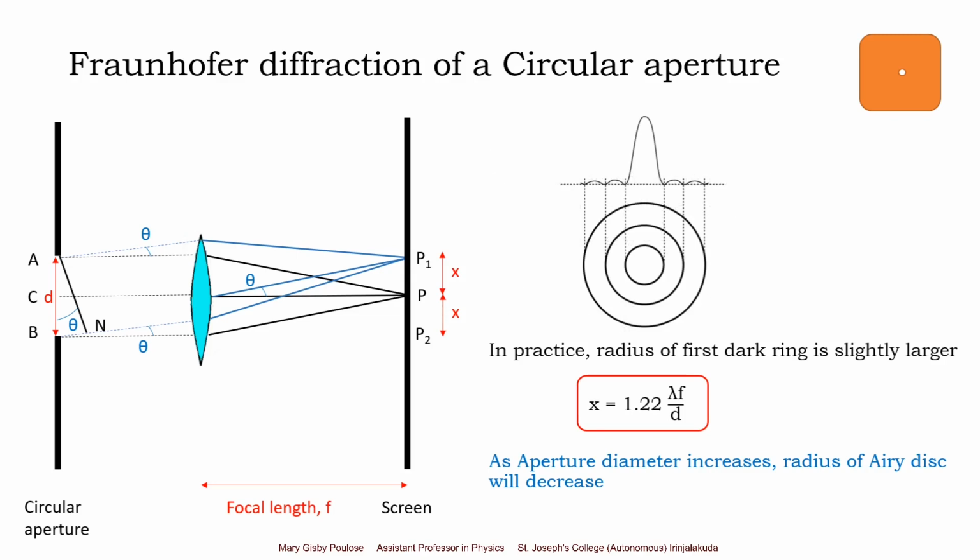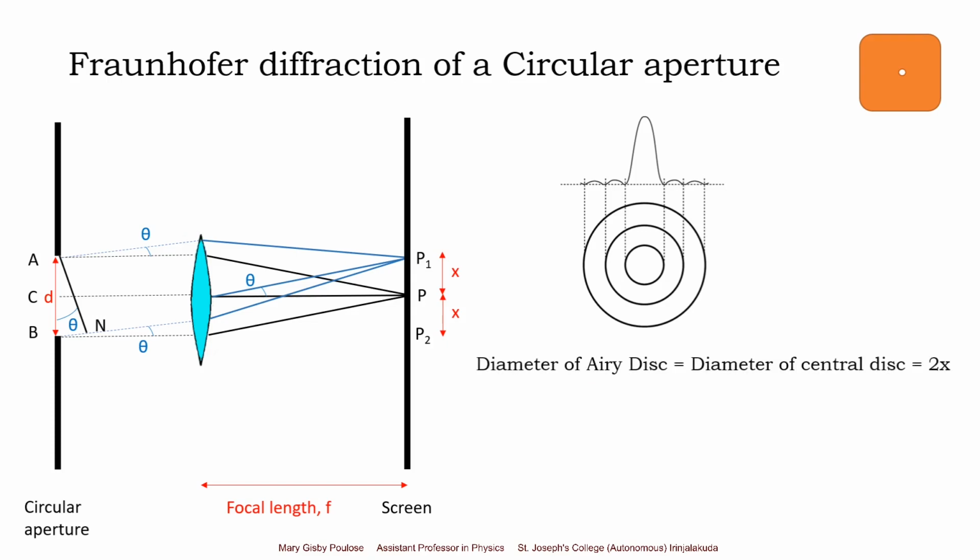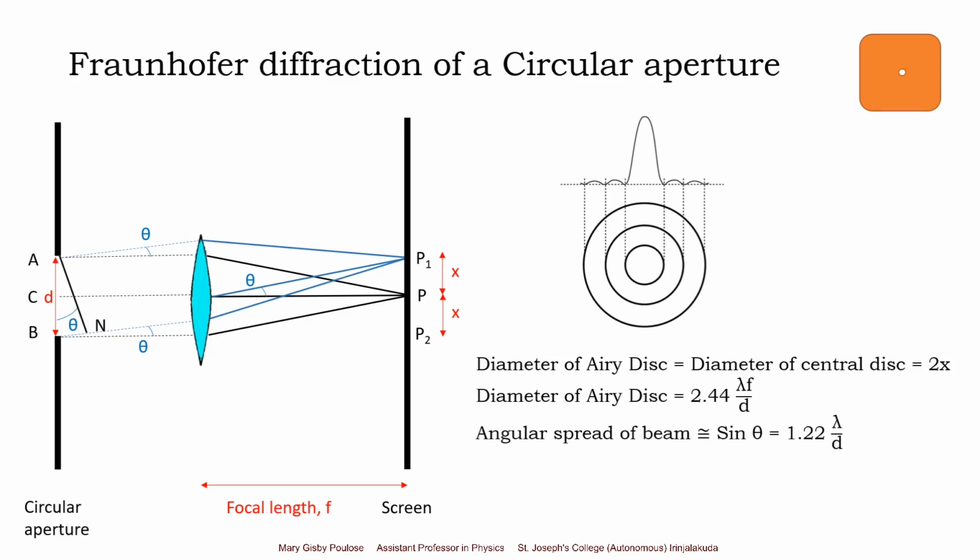This graph shows the intensity distribution of the diffracted light from a circular aperture. Now the diameter of the Airy disk is the diameter of the central disk. It is equal to 2x. Hence, diameter of the Airy disk is equal to 2.44 lambda f by d. And the angular spread of the beam is defined as sine theta. It is obtained as 1.22 lambda by d.